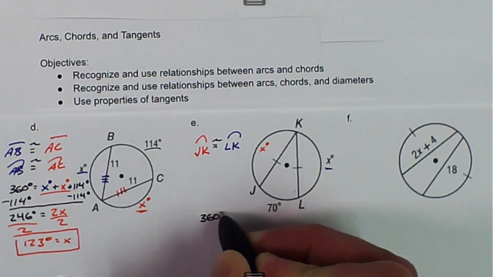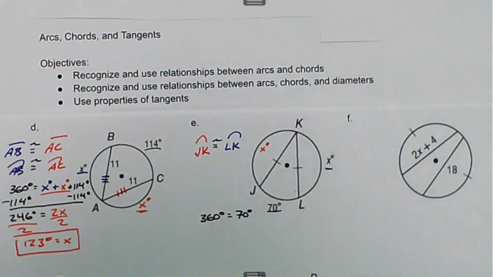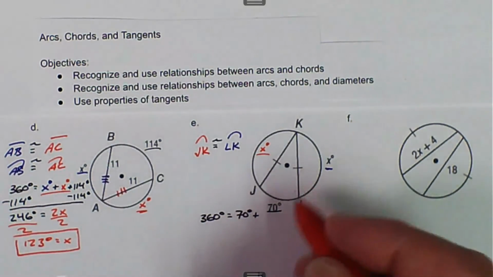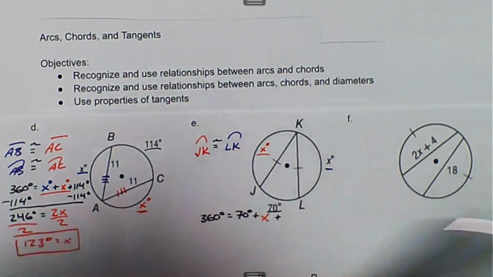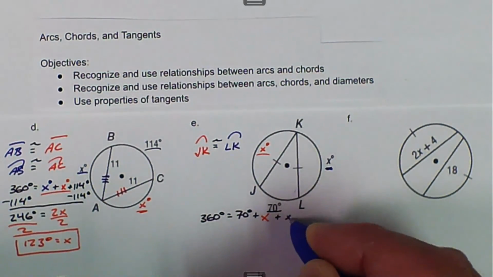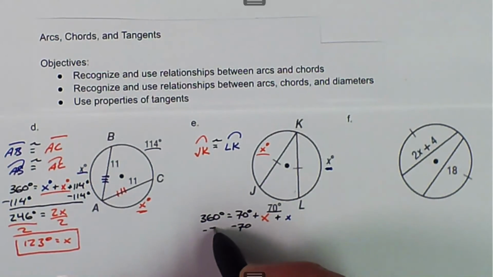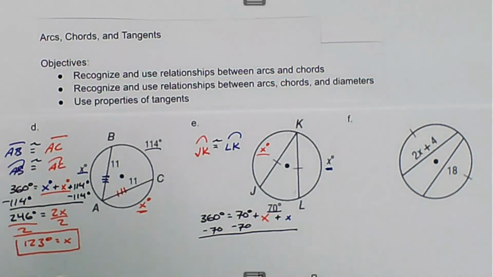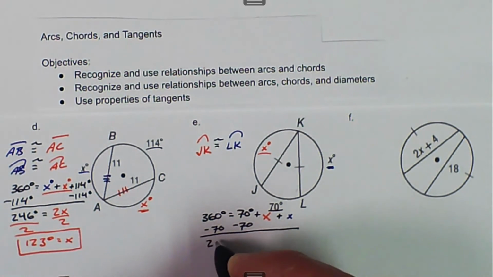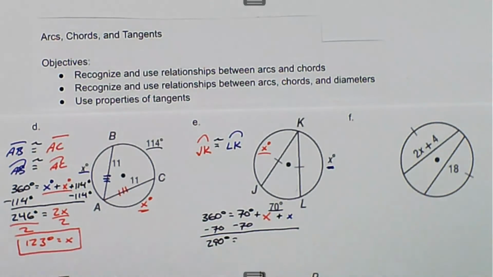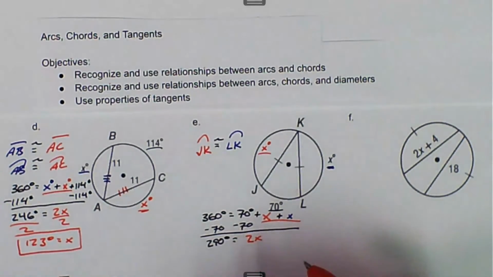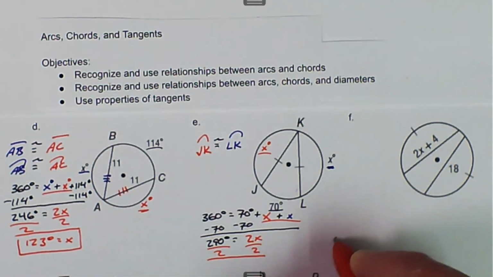So we get 360 degrees is equal to 70 degrees plus x plus x. And then we can subtract 70 from both sides. And on the left side, we're left with 290 degrees. And on the right side, we can combine these two x's, and we're left with 2x. And then we divide by 2, and we get x is equal to 145 degrees.